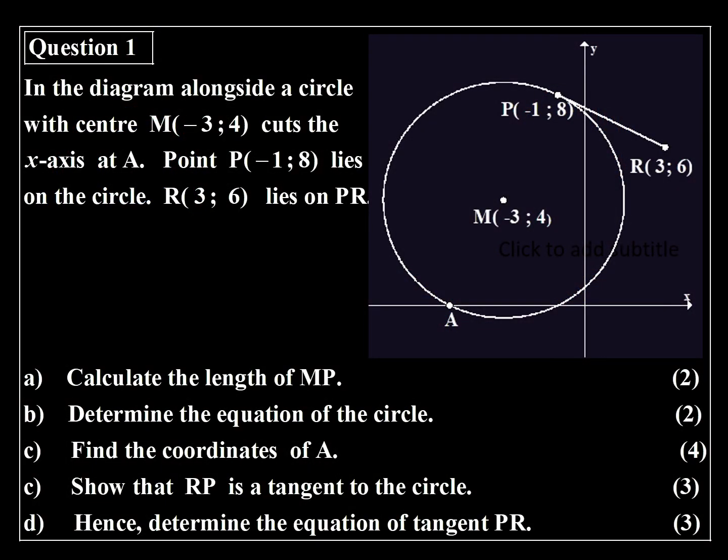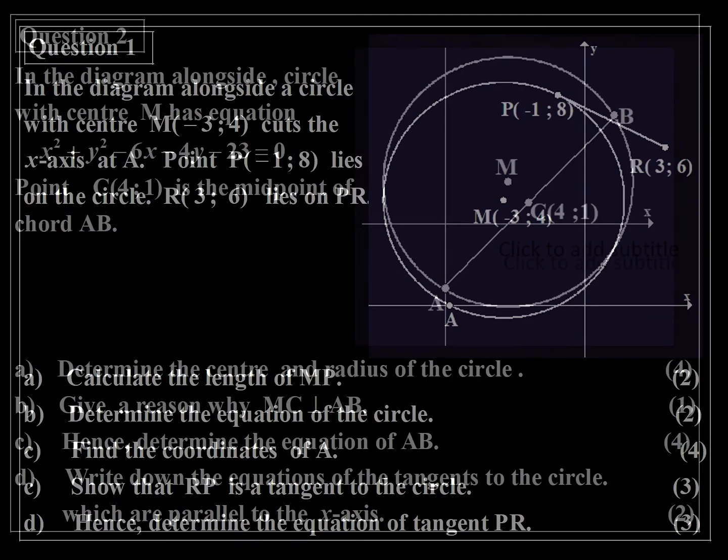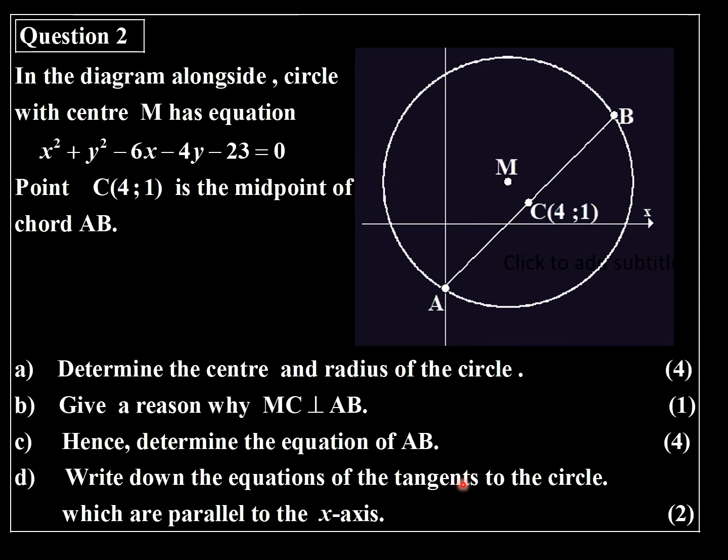Let's just go through these questions. We're not going to solve them. See there, they want you to work out lengths, equations of circles, coordinates, and to show whether something is a tangent, and then the equation of a tangent. Very straightforward questions there. The same here, find the center. So there you have that. You must now remember, use completing the square to do that. Now you must give some reason why they are perpendicular. Then we want the equation of a tangent.